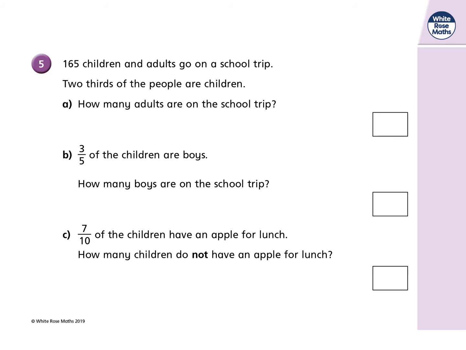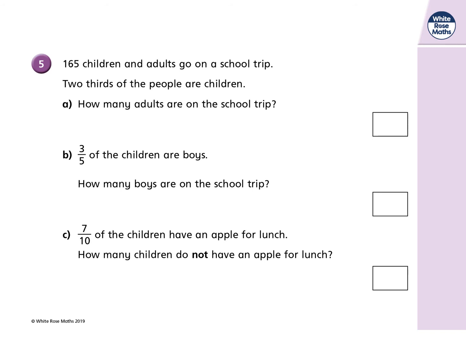So you take the 165 and you need to divide it by 3 because it's talking about thirds. 1/3 will be the amount of adults on the trip. 2/3 will be the amount of children on the trip. So work those out carefully and tell us how many adults are on that trip. So 1/3 will be adults on the trip.